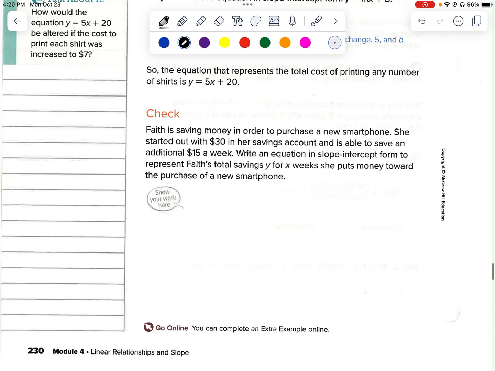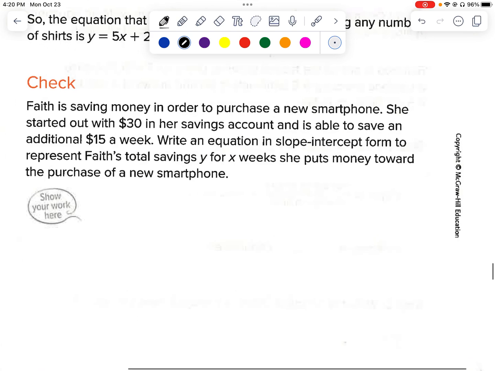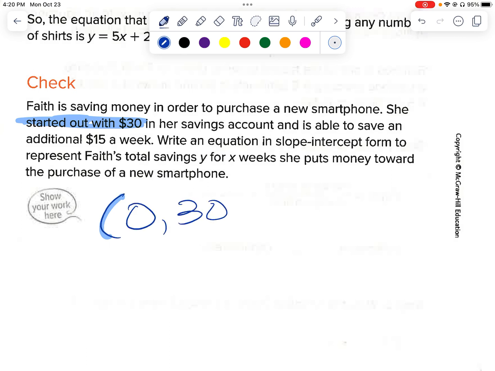Okay, so then we're going to come down here. Faith is saving money in order to purchase a new smartphone. She started out with $30 in her savings account and is able to save an additional $15 a week. Write an equation in slope-intercept form. So we have to figure out what the slope and the y-intercept are. How much money did she start with? Okay, she started out with $30 in her savings account. That means at week 0, she already has $30 in her account.